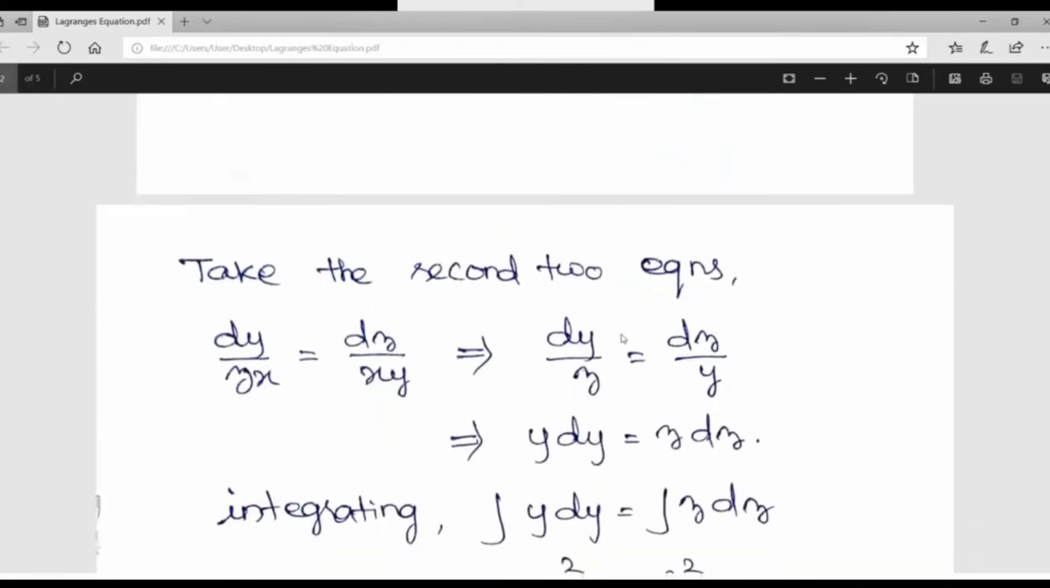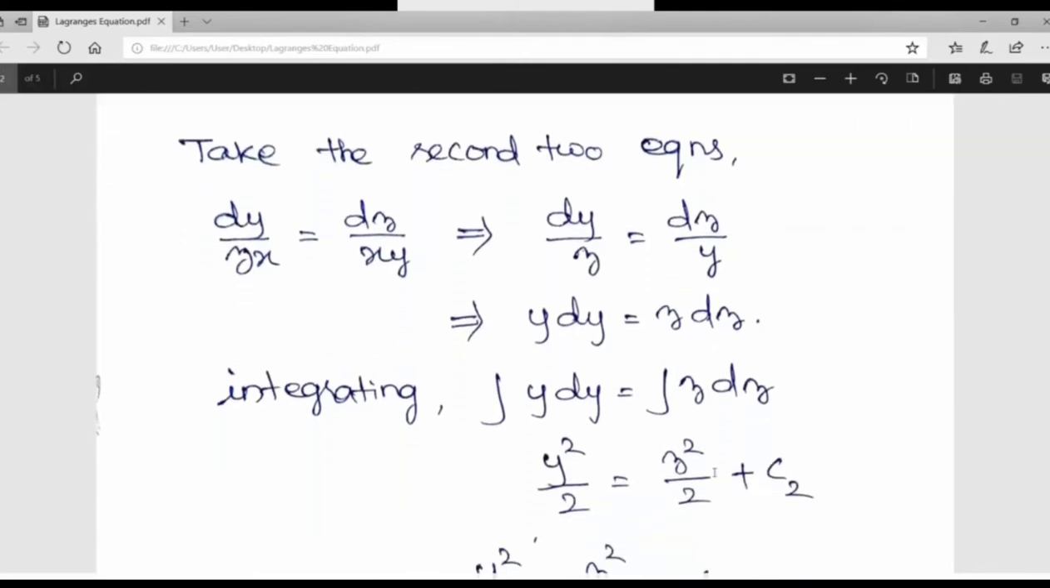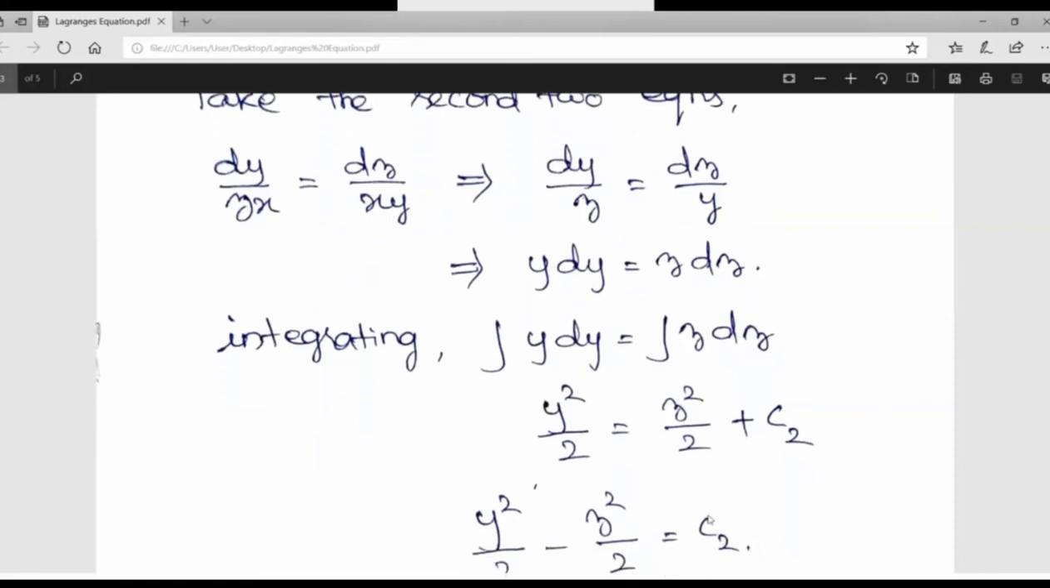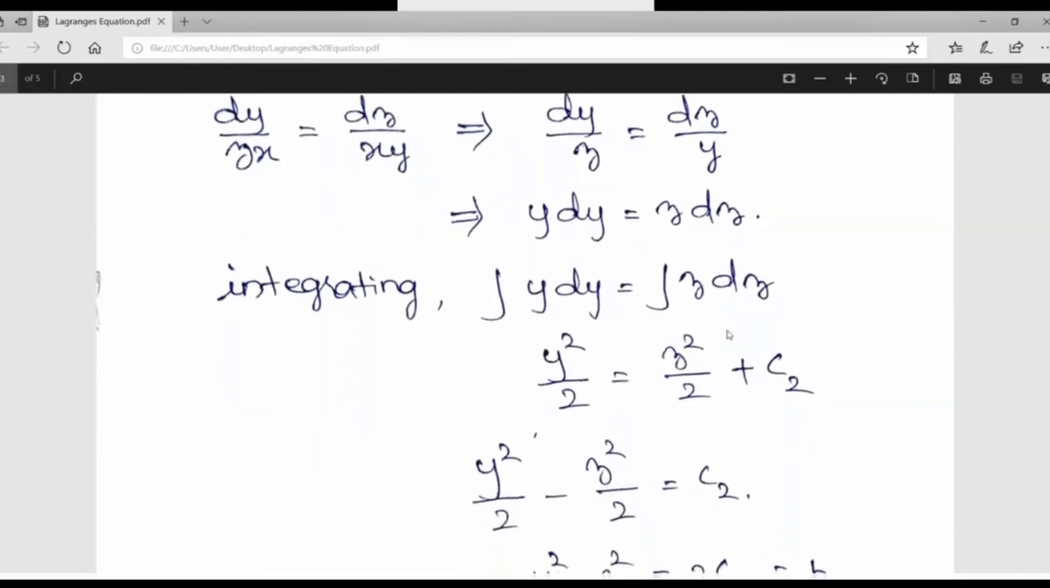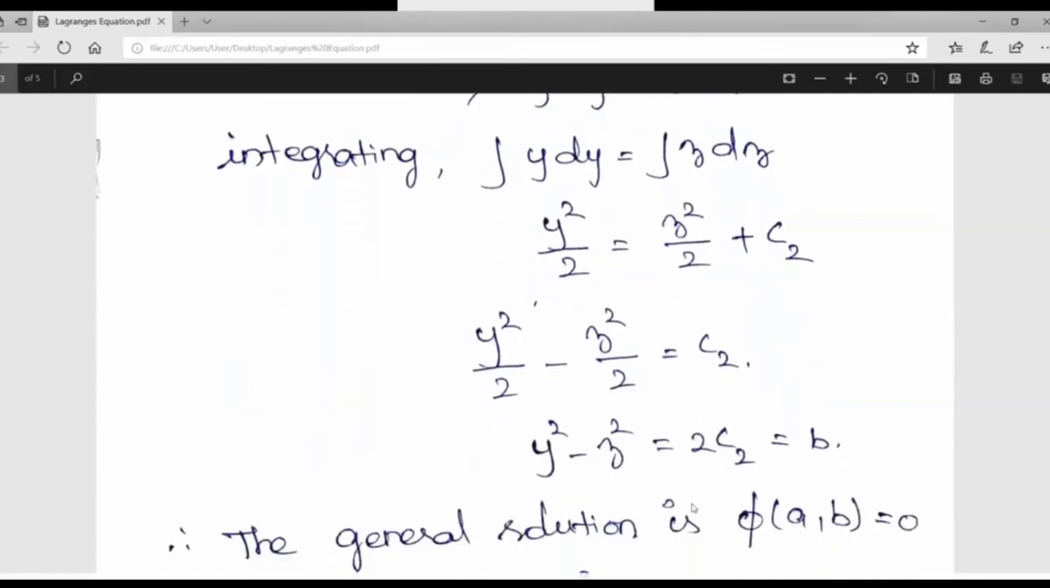On both sides we can cancel our x. You will be getting dy by z and dz by y. If you are cross multiplying, you will be getting y dy equal to z dz. So y dy equal to z dz means if you are integrating, you will be getting y square by 2, and for z, if you are integrating, you will be getting z square by 2. So similarly, y square by 2 minus z square by 2 equal to c2, or else y square minus z square equal to 2c2.